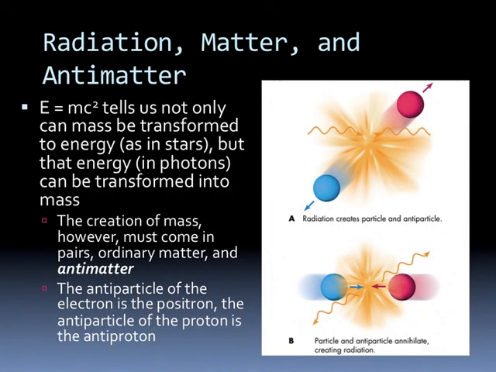The creation of mass, however, must come in pairs, ordinary matter and antimatter. So, for example, the antiparticle of the electron is the positron. The antiparticle of the proton is the antiproton. This is because we need to conserve charge. Light has no charge. As it comes in, it has enough energy that it can create a particle and an antiparticle. The charge of these two things must be opposite and equal. Now, the same thing can happen in reverse. If I have a positron and electron that come and hit, they can give off light and convert mass into energy, or energy into mass.